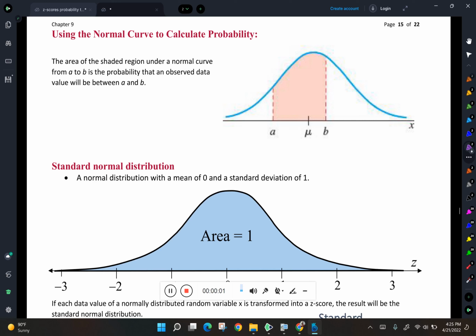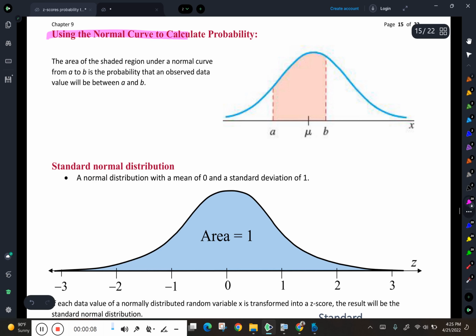All right, so here we go with section 9.3, part 2. We're still working with that normal curve, but in this session, we're going to take a look at using the normal curve to calculate probabilities. Now, the idea here is pretty straightforward, pretty simple concept.